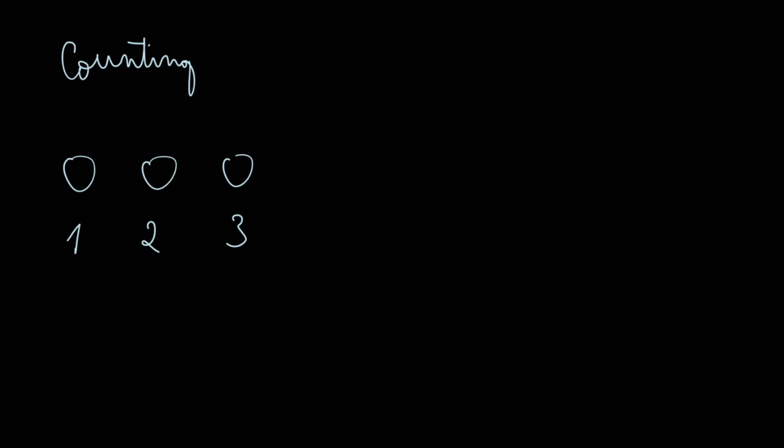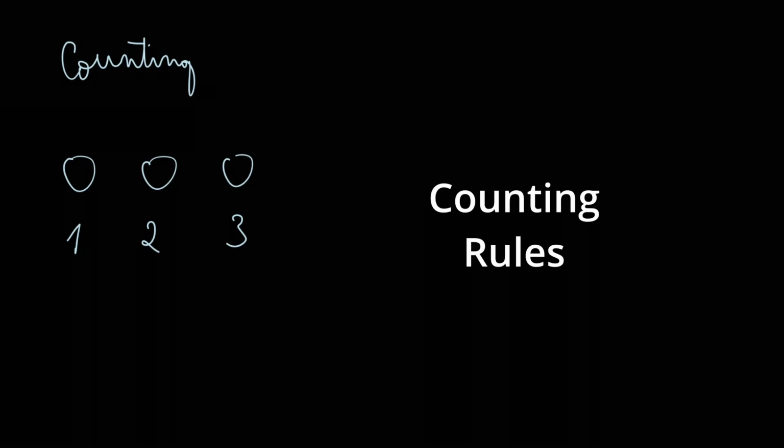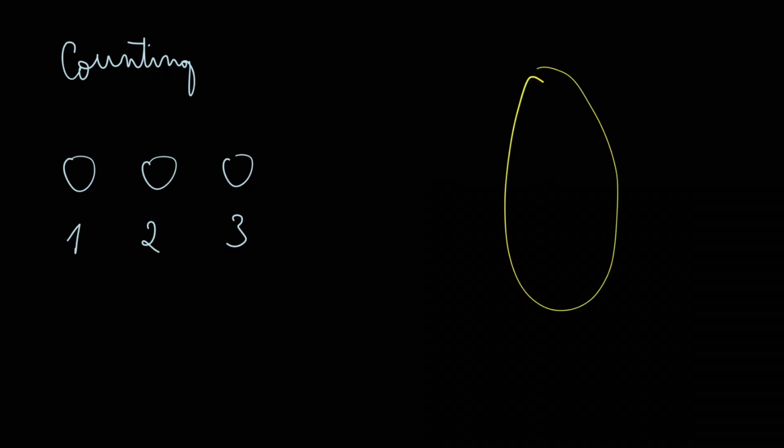Counting. It sounds easy, right? You just list things. So if you want to count the number of balls, well, you just list them. 1, 2, and 3. But in mathematics, we don't always want to list, especially when there are too many options. That's where counting rules come in. They help us figure out how many elements are in a set without having to list all of them.